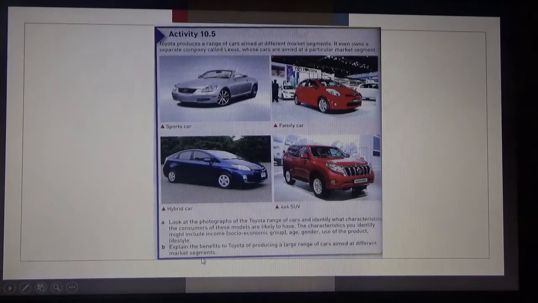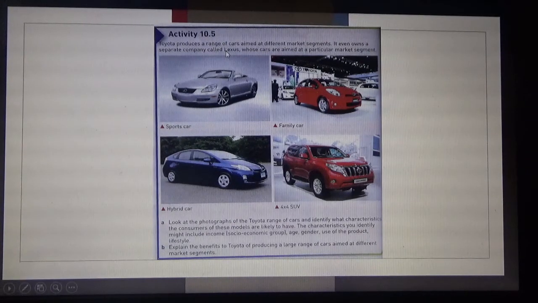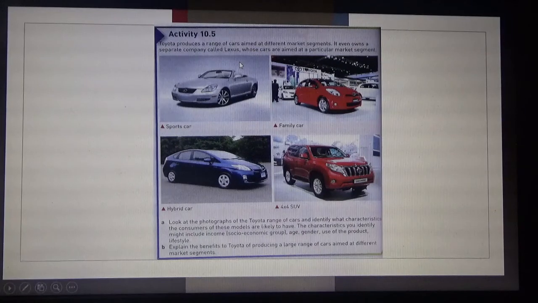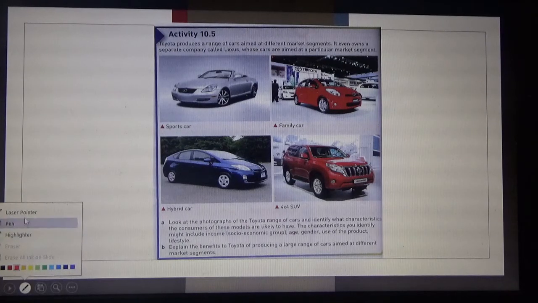Alright? Now let's take another activity here, activity 10.5, and it's about Toyota cars. Toyota produces different kinds of cars, and here are some of them. They produce sports cars, family cars, hybrid cars, and 4x4 SUVs. Now, Toyota produces a range of cars aimed at different market segments. It even owns a separate company called Lexus, whose cars are aimed at a particular market segment.